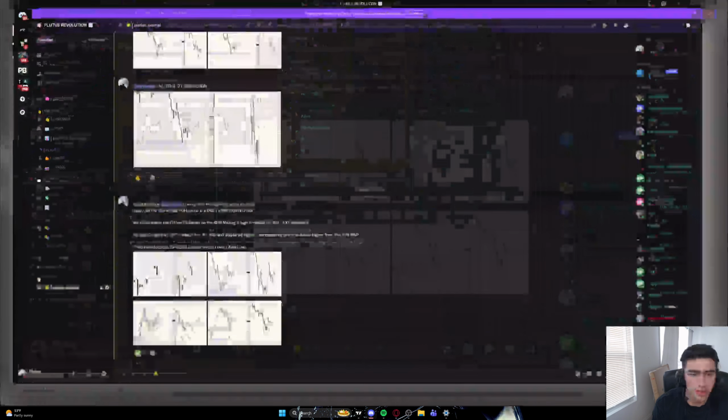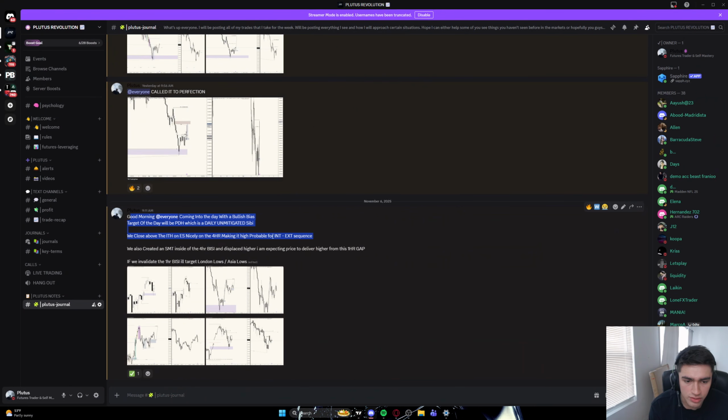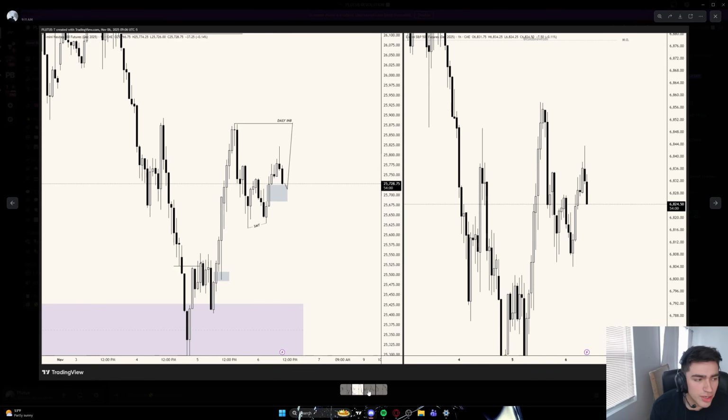If you look at my journal here, or my bias, I was coming into the day with a bullish bias. Target of the day will be previous day high, which is a daily unmitigated SIBI. We close above the intermediate term high on ES nicely on the 4 hour, making it high probable for internal to external sequence.